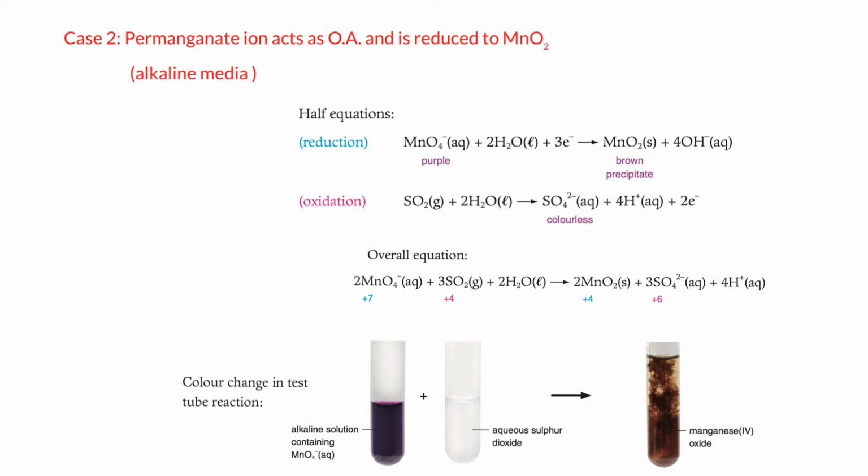In case 2, this time we put it in alkaline media. Then the permanganate, instead of going to Mn2+, will go to MnO2, which is a brown precipitate. So in this case, MnO4- is reduced to MnO2, which is brown in color. So you can see that in different media, they will give different products. What you have to memorize is that in acidic media, MnO4- will become Mn2+, while in alkaline media, MnO4- will become MnO2.